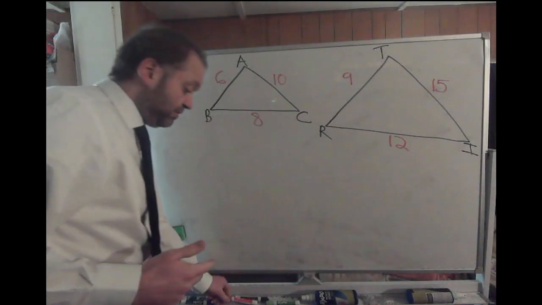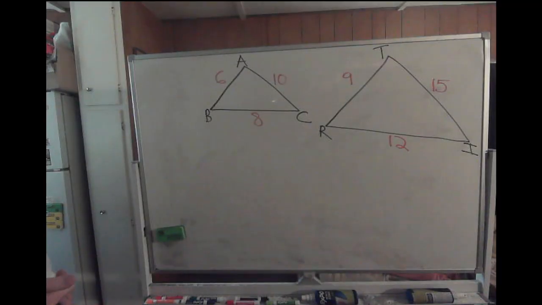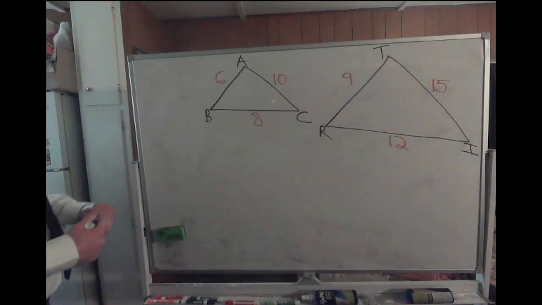So if they're similar, it's definitely going to be by the side-side-side similarity theorem. That's the only theorem we're dealing with here. So we already would know the reason if they are similar, but we need to determine, are they similar? And then what's the scale factor? Actually, we're going to work on the scale factor first. I think that makes more sense.